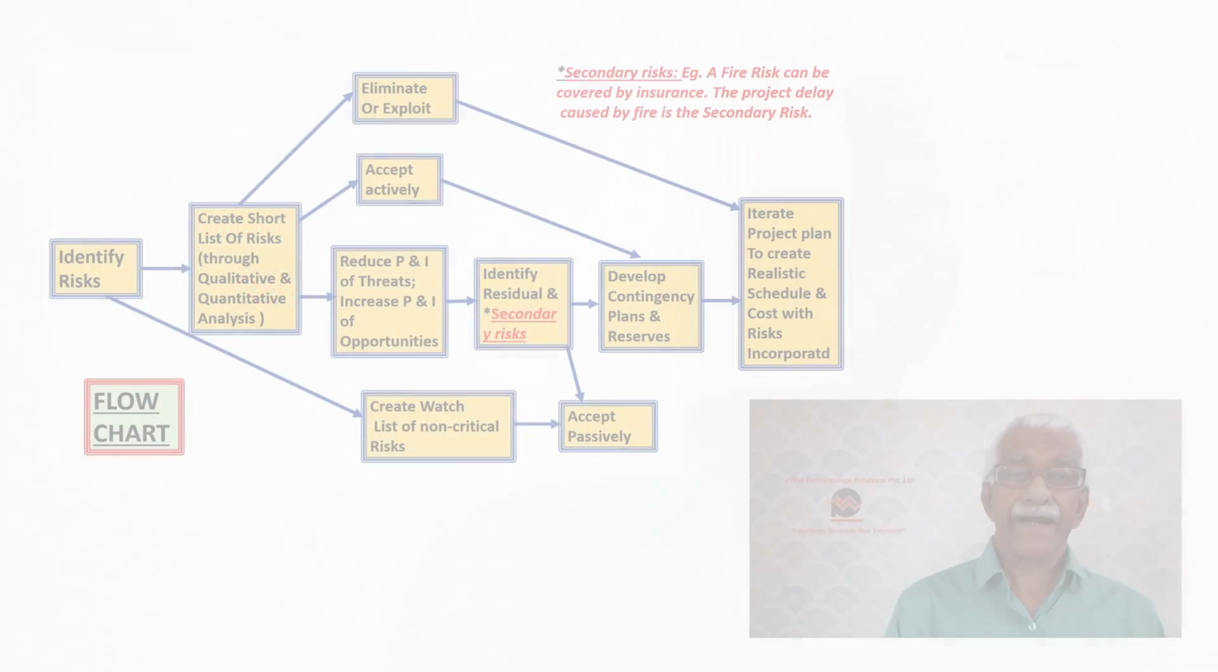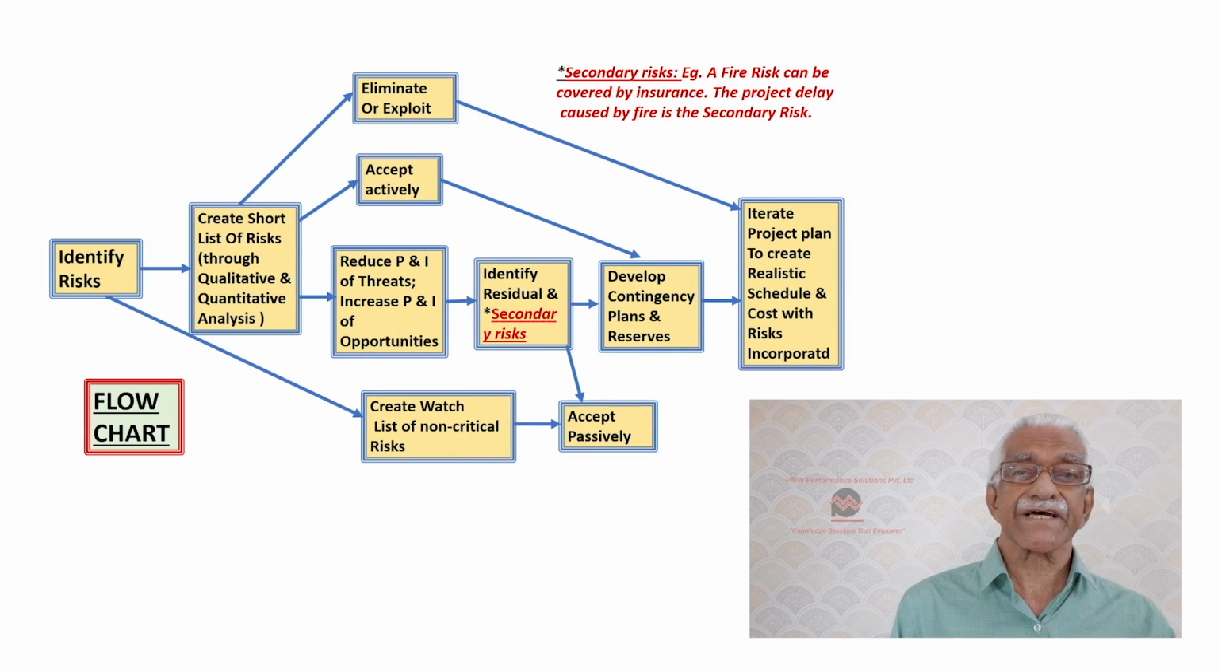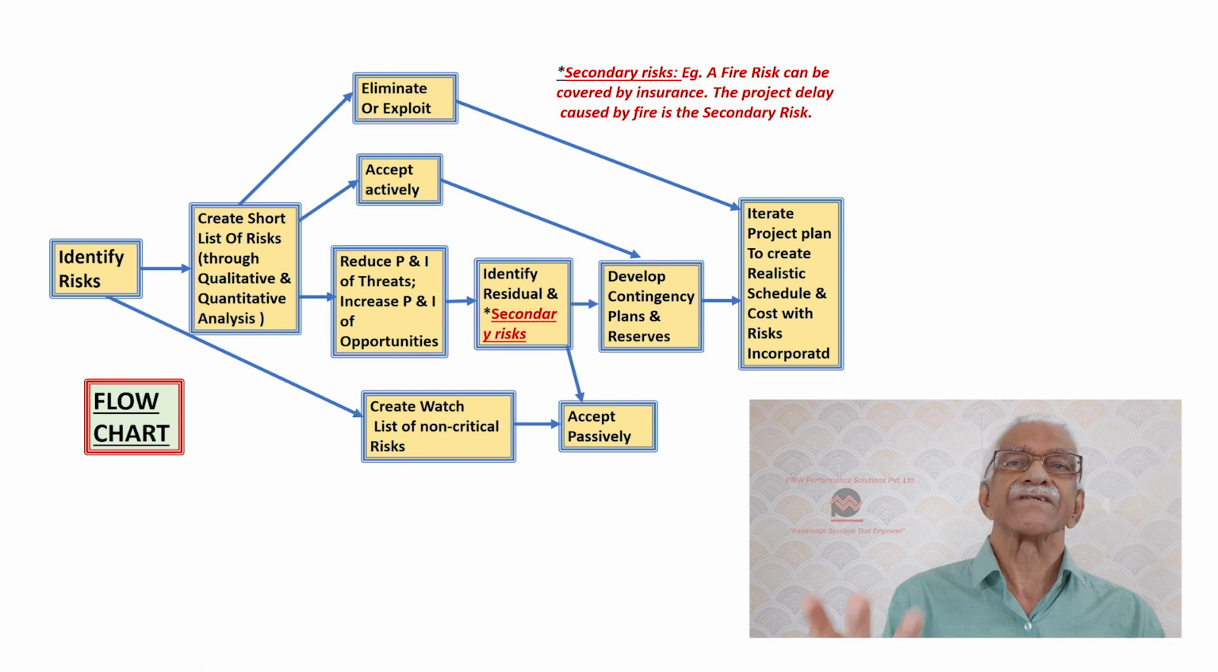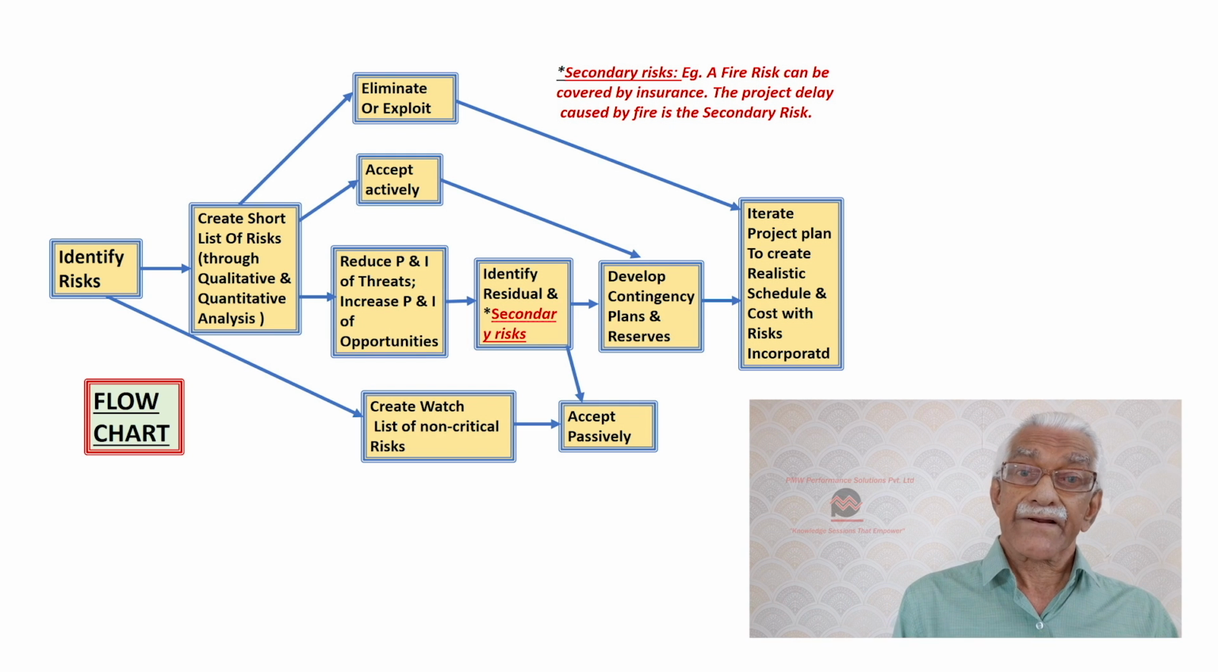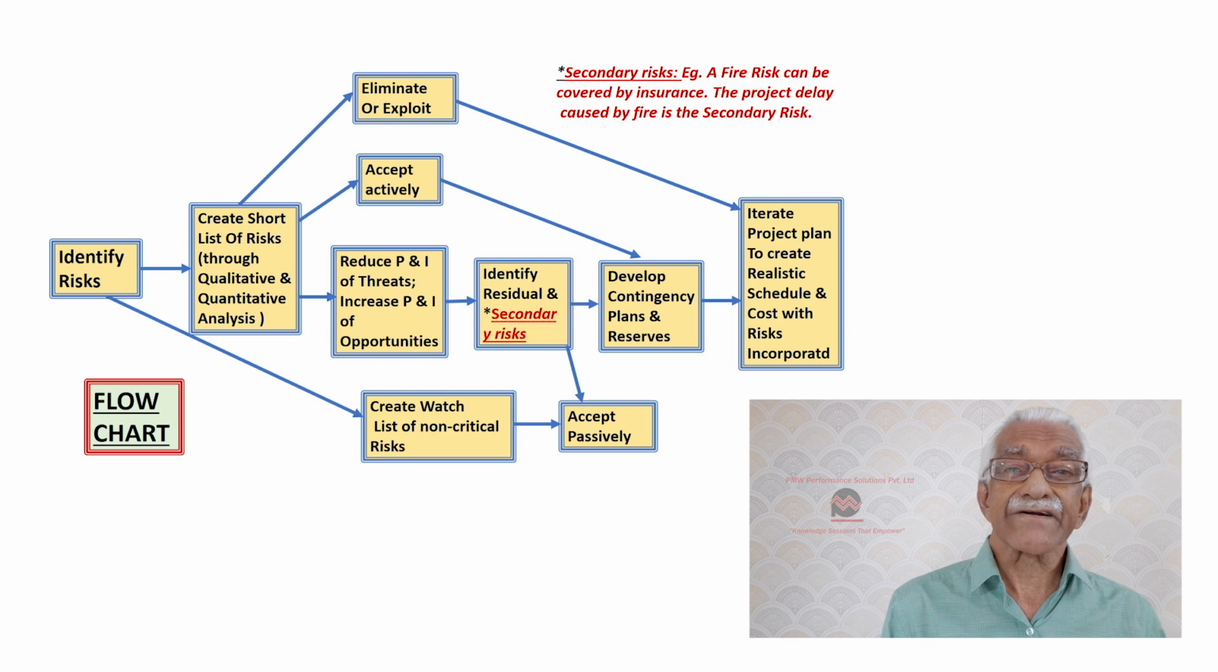Now, under both of them, there is a common strategy called accept. Under accept, we have passive acceptance, which says that we'll just let the risk happen. If it happens, we'll handle it. And there is active acceptance, where you create contingency reserves and contingency plans. Right? Now, these are the various strategies available.